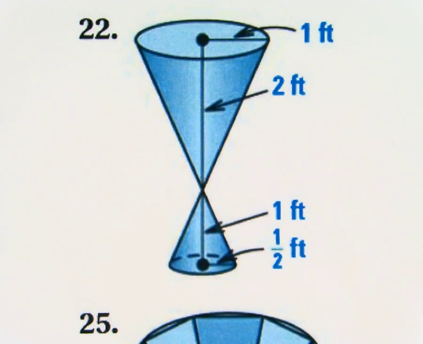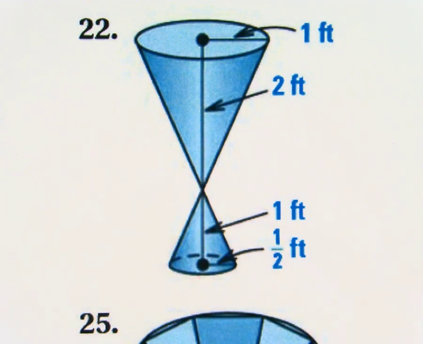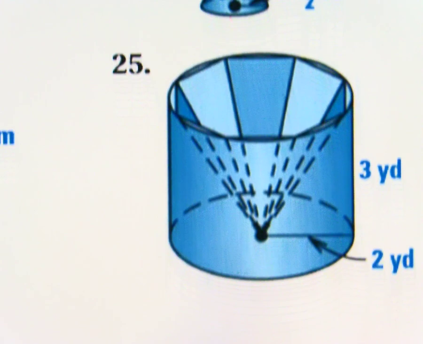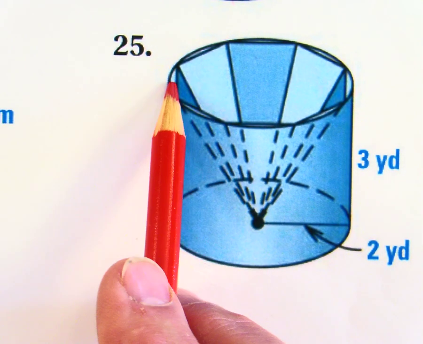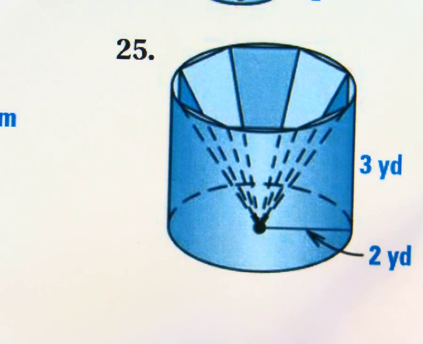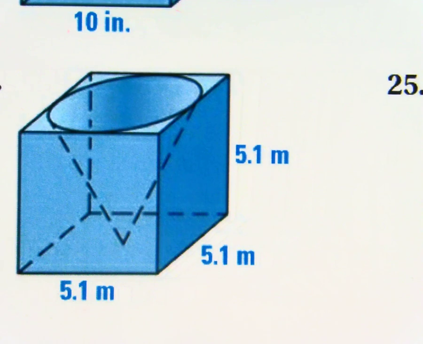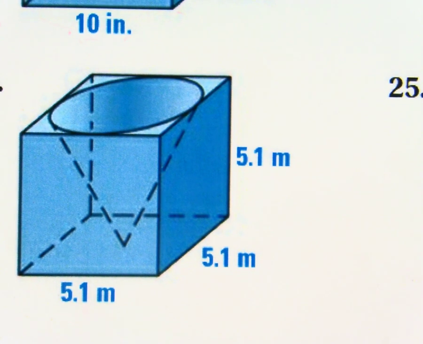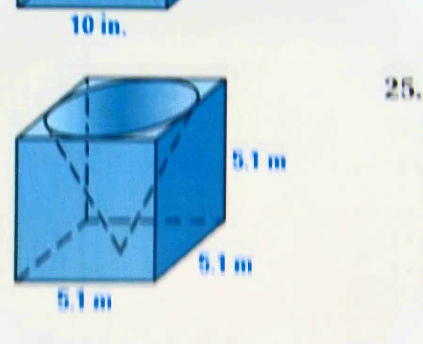There are a few more here to do. This will be 2 cones. Notice that they're not the same cone. If they were the same cone, it would just be 1/3 of the whole cylinder. Here's an octagonal pyramid inside of a cylinder. That's a hole again, so you'll find the volume of the cylinder and subtract the octagonal pyramid.